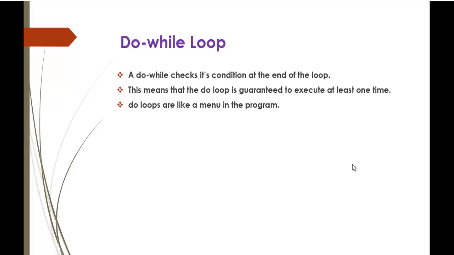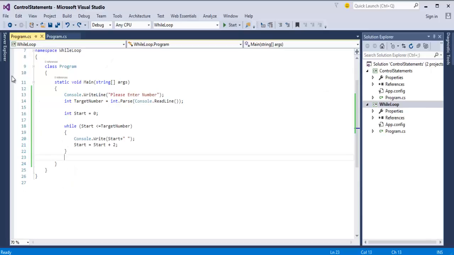This means that the do loop is guaranteed to execute at least one time. It means that whether the condition in the do while loop passes or fails, whether it is true or false, the do loop is going to execute at least once. Do loops are like a menu in the program. To understand this point, we'll jump into programming. I'll fire up Visual Studio.